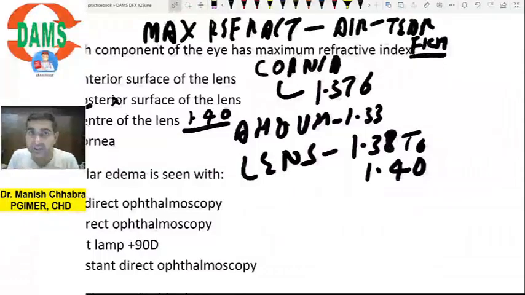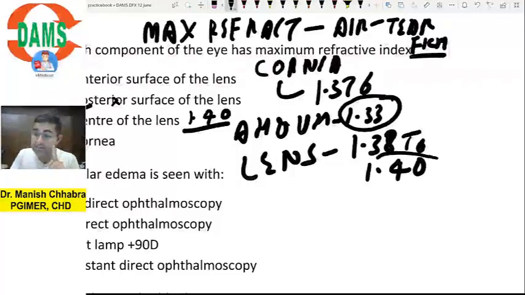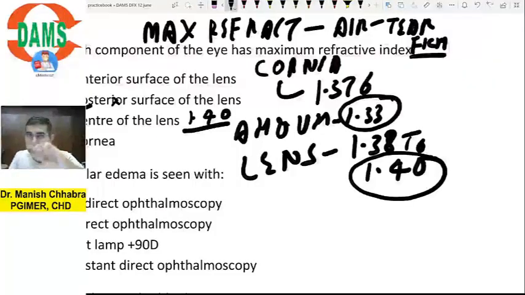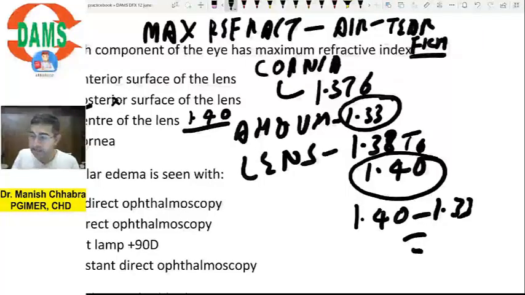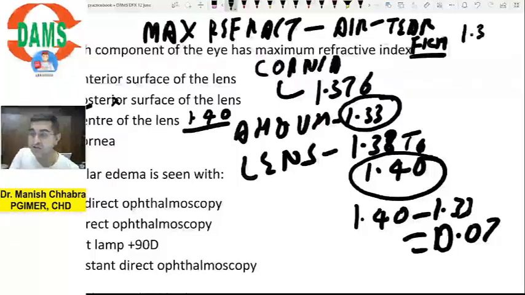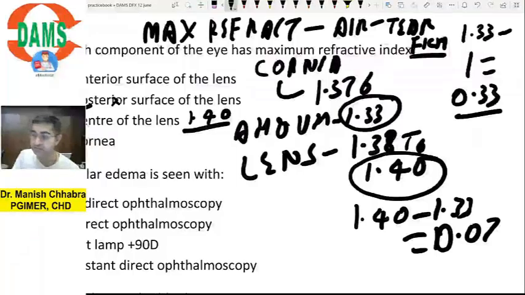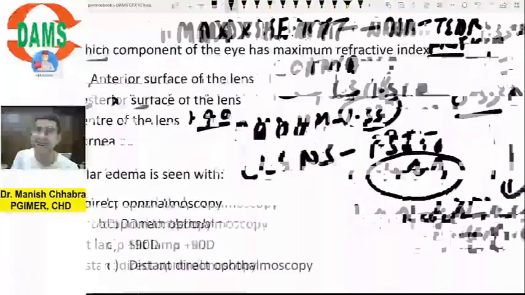It is 0.33. Don't say, sir, the maximum refraction will be at the aqueous humor lens interface, because aqueous humor is 1.33 while lens, if you take maximum, is 1.40. What will be the difference? It will be just 0.07, 1.40 minus 1.33. But if you consider the air tear film interface, it will be 1.33, which is that of tear film, minus 1, so it will be 0.33, which is much more than 0.07. So maximum refraction will be at the air tear film interface.